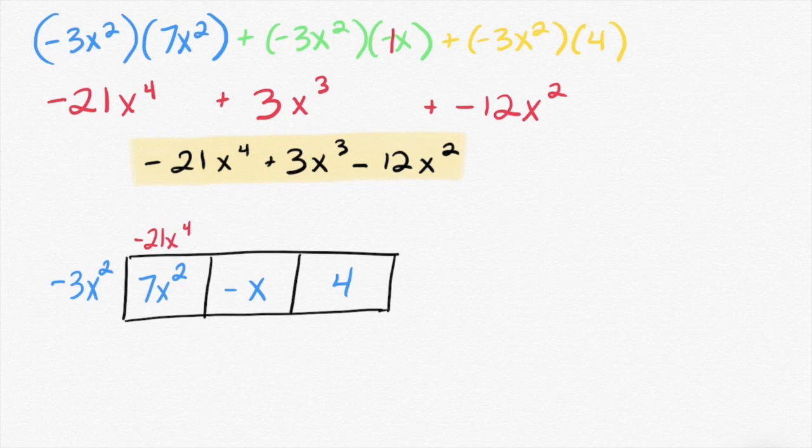Just write that right up there. Negative 3x squared times negative x is positive 3x squared. And negative 3x squared times 4 is negative 12x squared. And then there's my answer right along the top of the table.